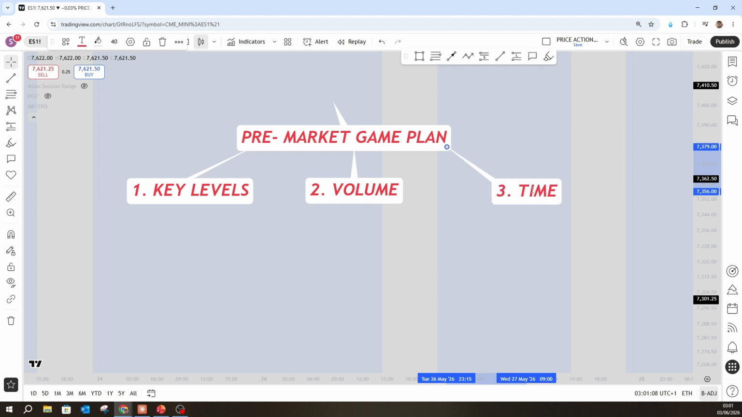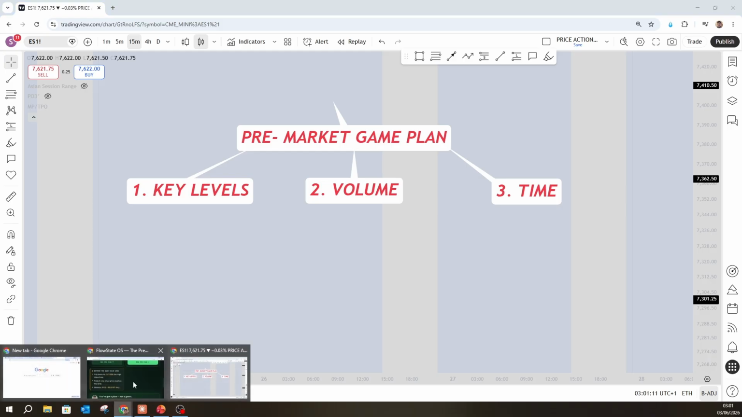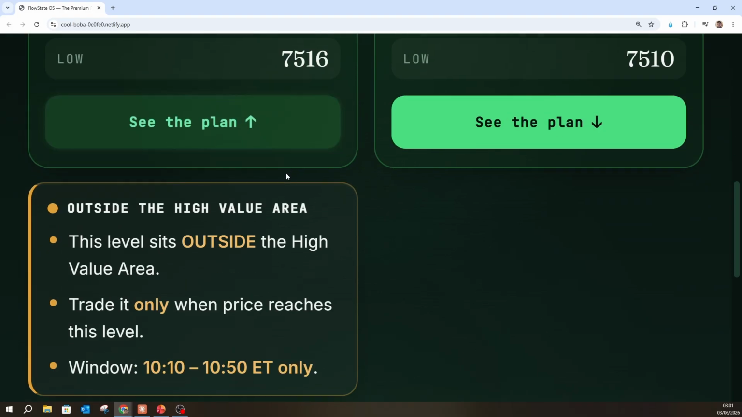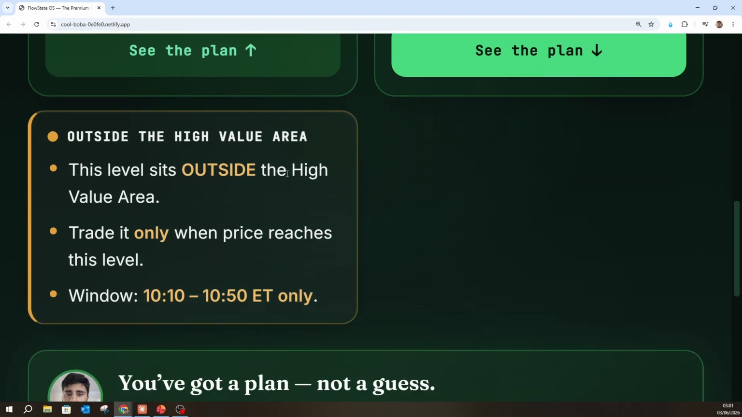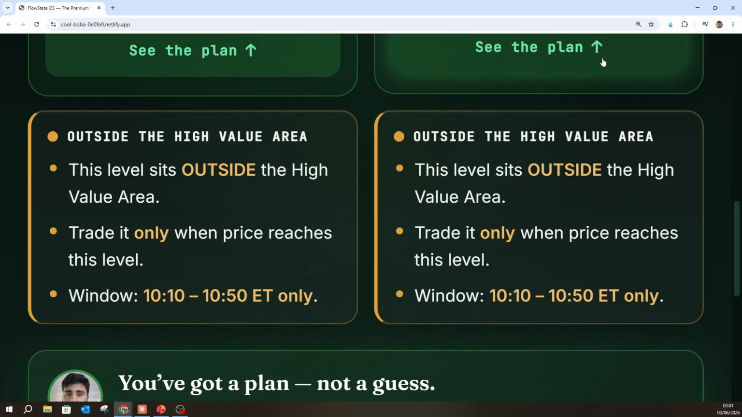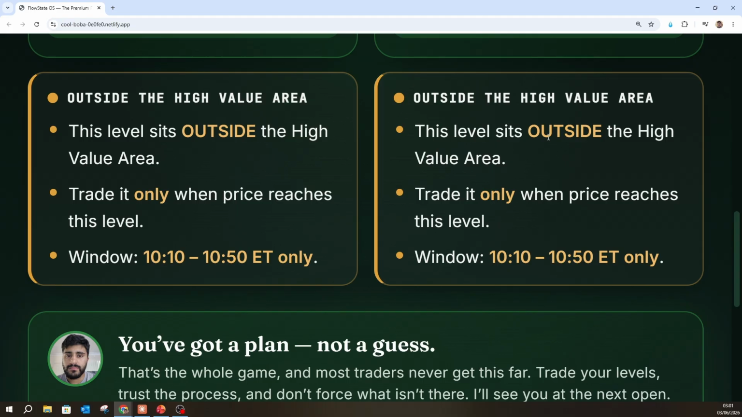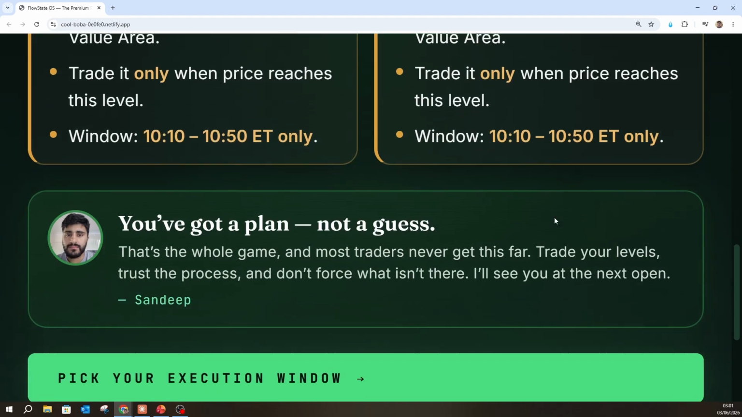Time is important. So if we go a step deeper, let's go back to the app over here. We have our level. This is the plan for key level 1. The system is getting clear on where the key levels are based on volume and where you're allowed to trade them. Now, if we look at the plan here, it's a similar plan: 76.15 to 76.10. What's interesting to see here is that when price is outside of the key high volume areas, you're only allowed to trade between 10 past 10 and around 11 o'clock, or 10:50 Eastern. You don't want to take trades past 10:50 Eastern on most days.